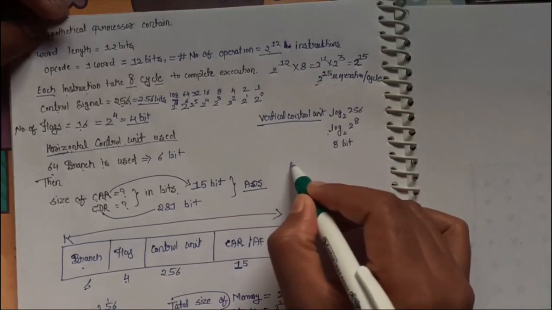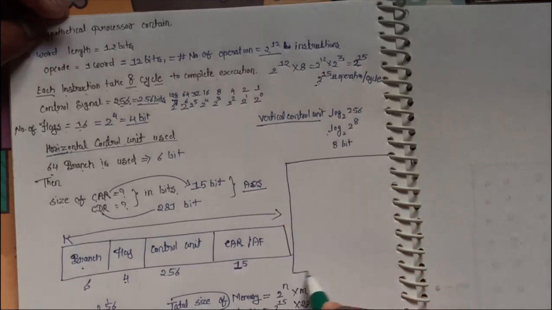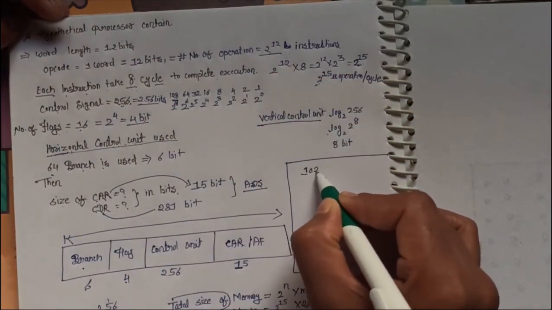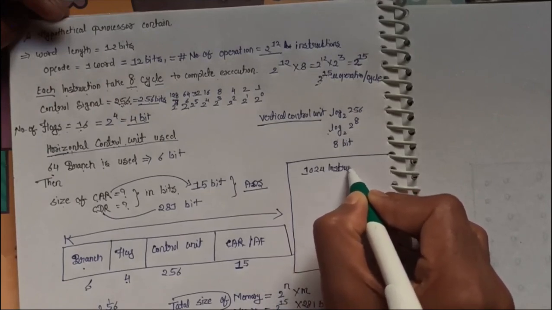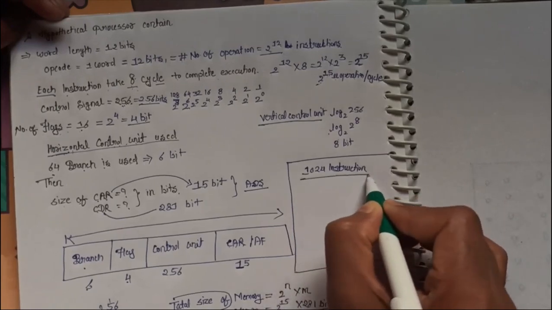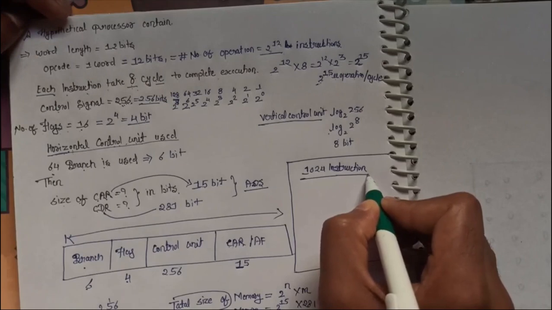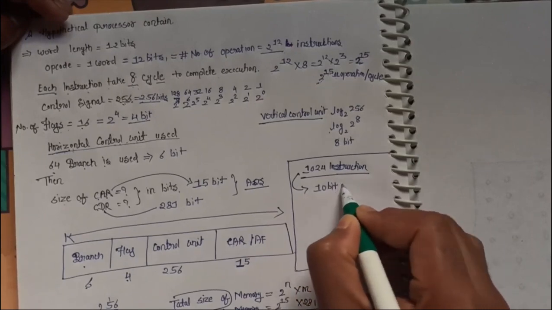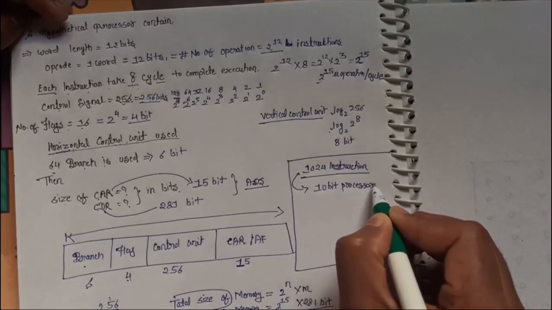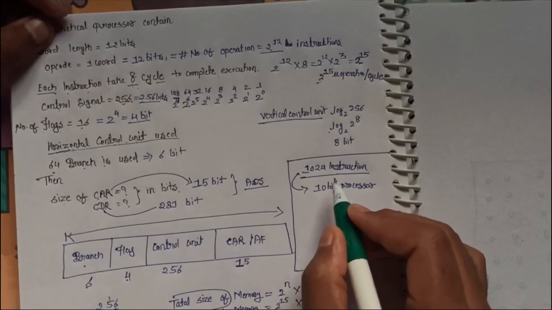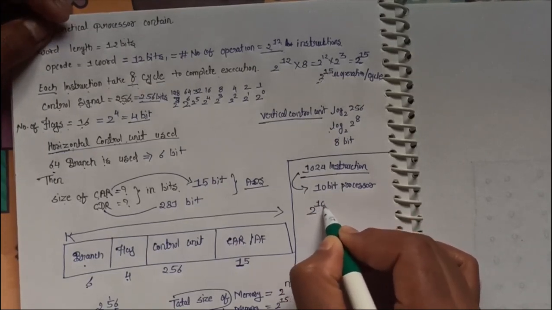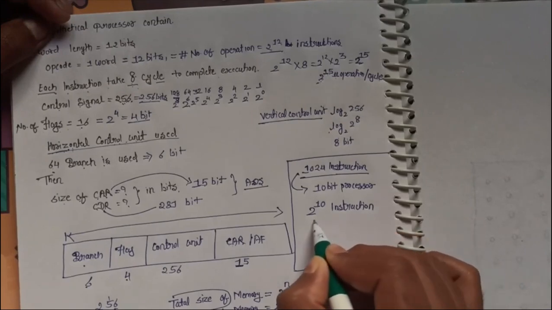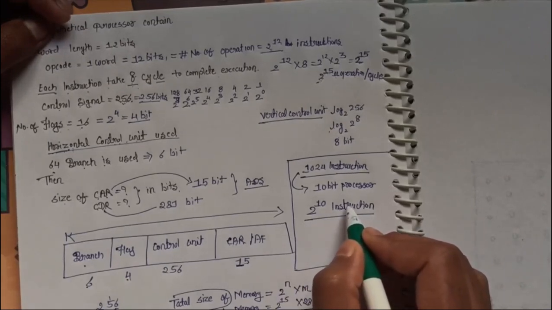Suppose I'm explaining one thing more for you. Suppose the question has given that the processor will support 1024 instructions. Suppose this many instructions can be supported by a processor, then you will say this processor is a 10 bit processor. I hope you got the point. That means this will contain 2 to the power 10 instructions in the program.